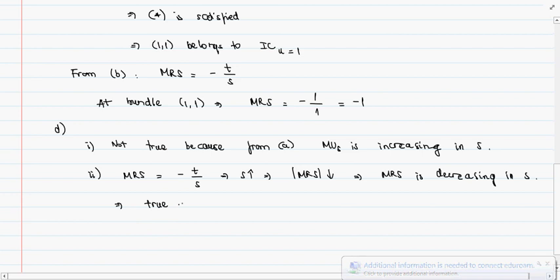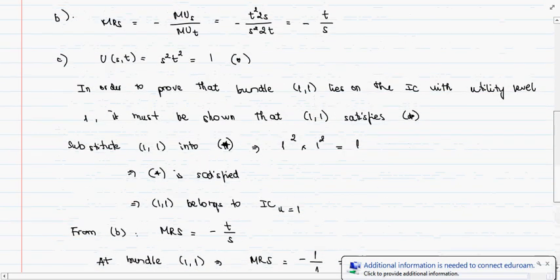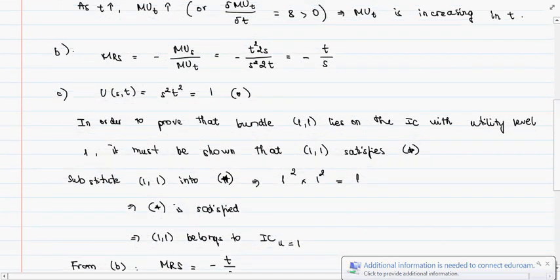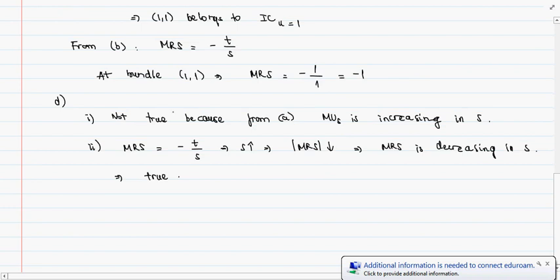Now some of you might be wondering, why do we only talk about increasing or decreasing in S? What if I pick T? What if I say when T is increasing, the marginal rate of substitution is increasing? As you can see from here, I take the marginal rate of substitution as marginal utility of S divided by marginal utility of T.